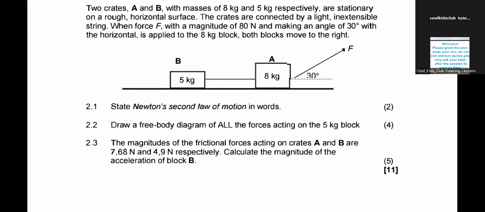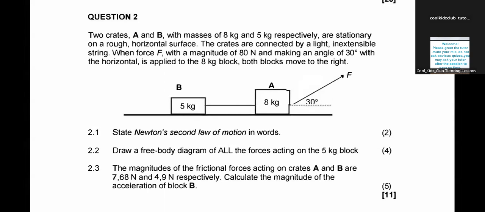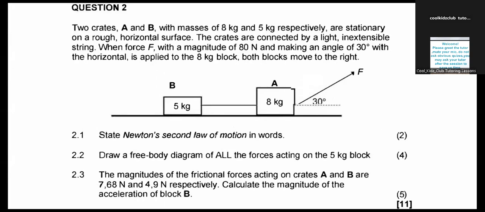So let's go. Let's just check question 2. They said two crates, A and B, with masses of 8 kg and 5 kg, were stationary on a rough surface, and the crates were connected by a rope when a force F with a magnitude of 80 Newton, at an angle of 30 degrees, was applied on the 8 kg block. So both blocks were moving to the right, and that's very important information. They were moving to the right.